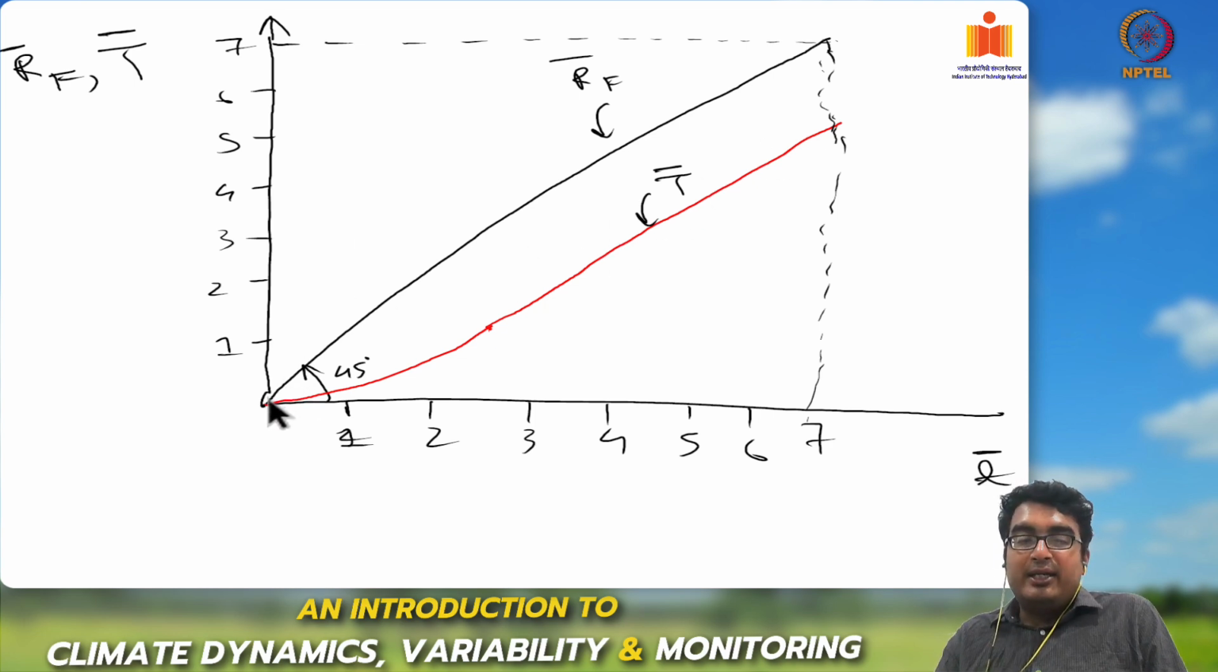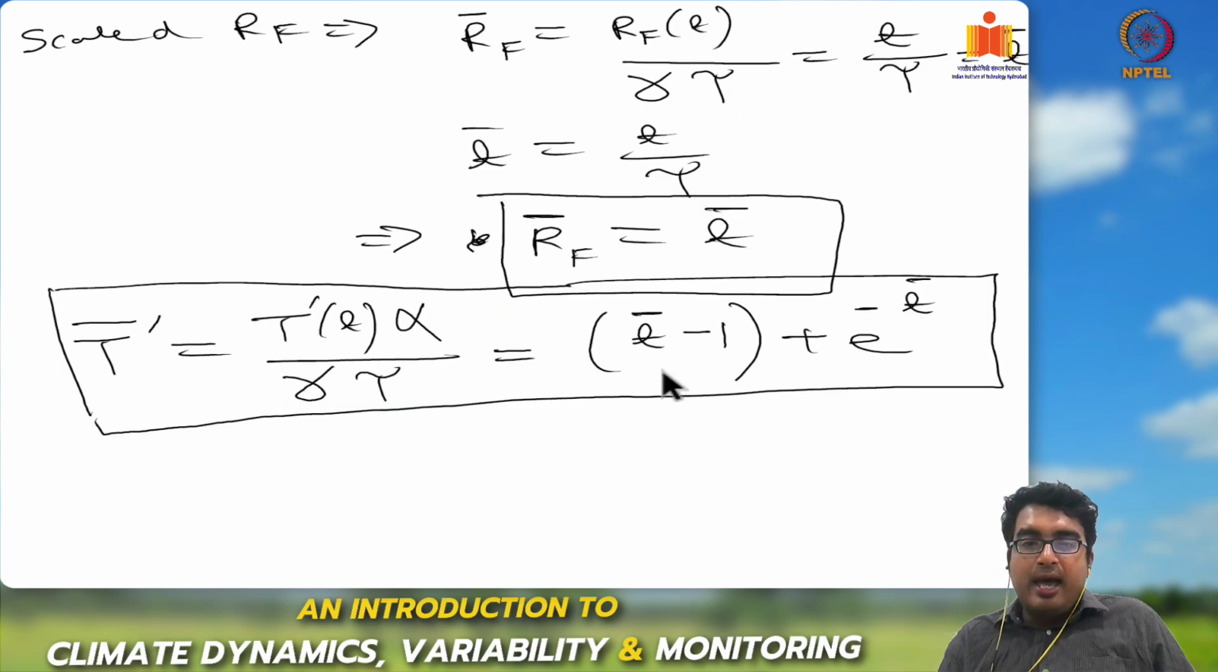What it shows is that initially the temperature perturbation is rising slower than the radiative forcing term. It's kind of a quadratic term, going like this, and then eventually it becomes linear. Initially the slope is lower, then it increases and becomes almost parallel to the RF bar term. And we can show this effect here.